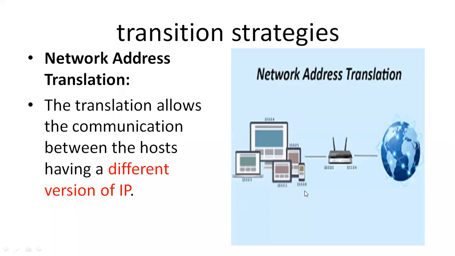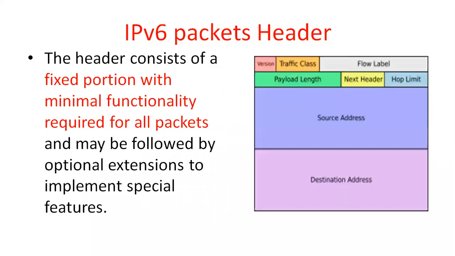The host systems always communicate between different versions. That's called network address translation. Coming to the IP version 6 packet header, a simple header is there. It consists of the portion with minimum functionality required for all packets, which may be followed by optional extensions to implement special features.